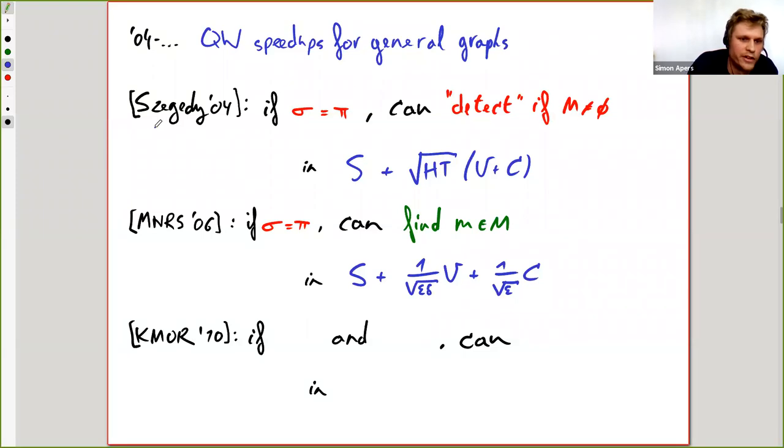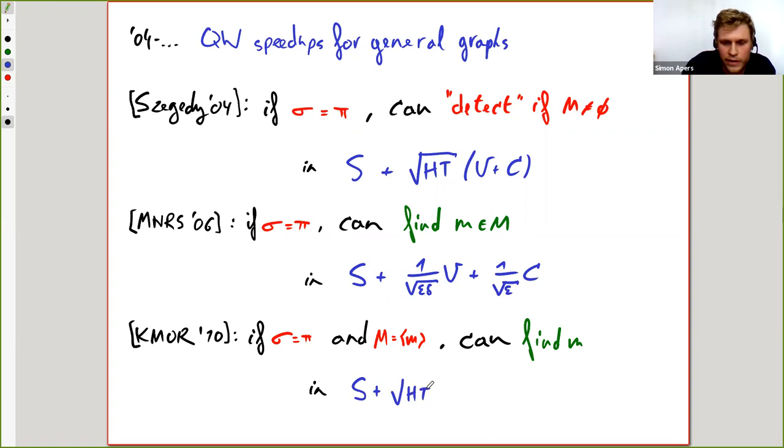But this line started by Szegedy was further improved, first by Krovi, Magniez, Ozols, and Roland in 2010, who showed that under the same constraint that sigma equals pi, and an additional constraint that there's only a single marked element, they show how to find this marked element. So we can find it in cost S plus square root of hitting time times U plus C. So basically at the same cost as Szegedy's algorithm, but under the additional constraint of a single marked element, they find the marked element, getting the same quadratic speedup.